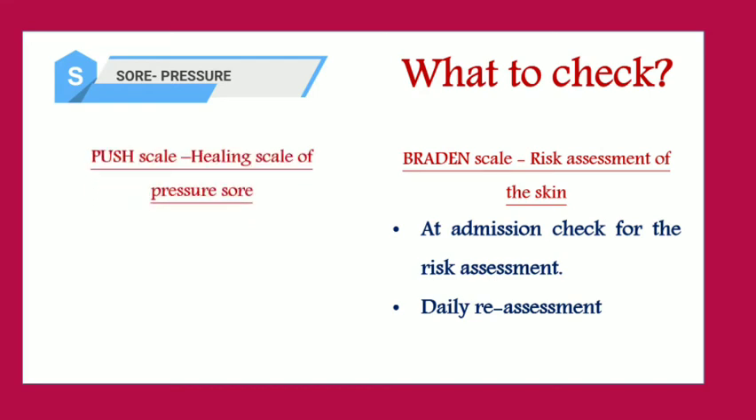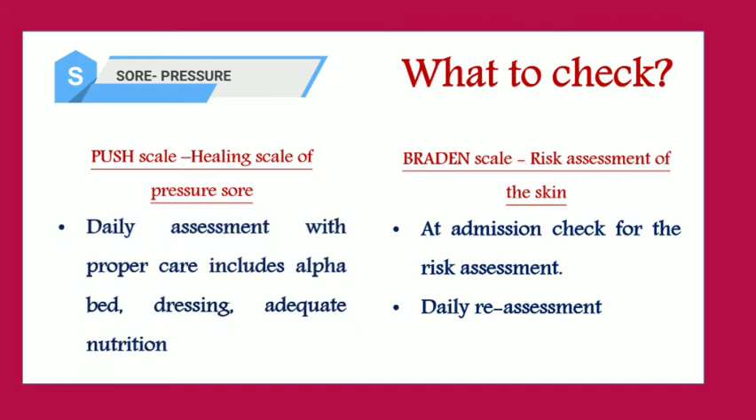Next, you have to assess the PUSH scale. PUSH scale is the healing scale of pressure ulcer. So once the patient has a pressure ulcer, you have to use the PUSH scale. If the patient does not have a pressure ulcer, you have to do the risk assessment with the help of Braden scale. So daily assessment with proper care includes offloading, dressing, and adequate nutrition for the patient. For detail, you can see the previous video for the PUSH scale and Braden scale.